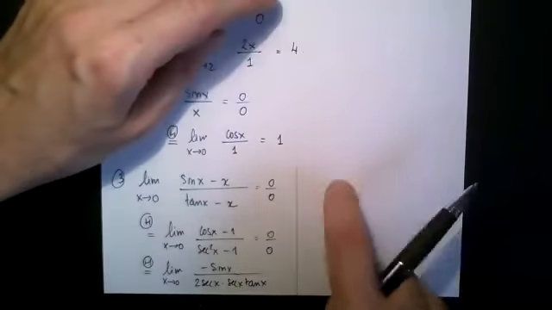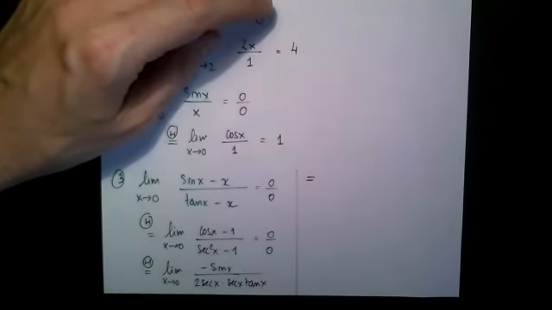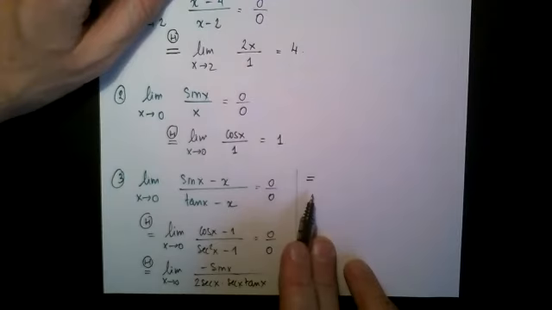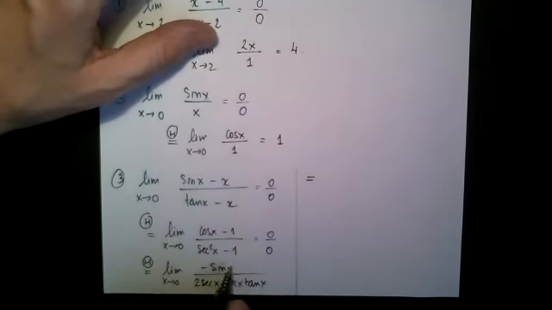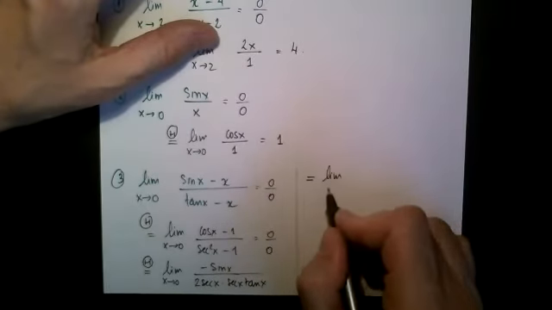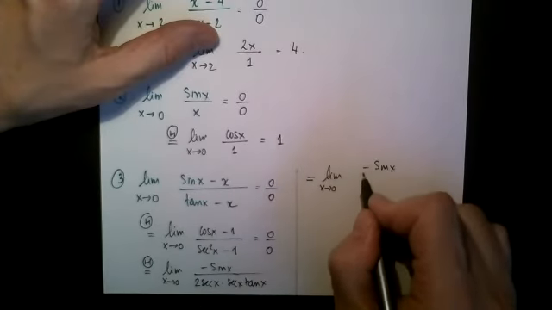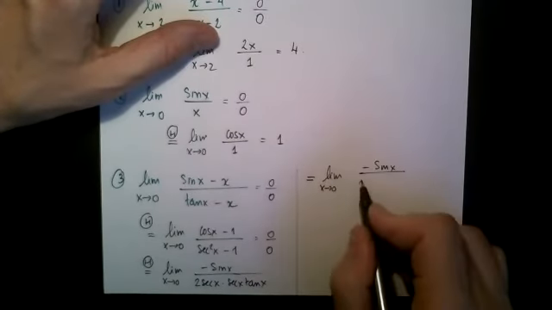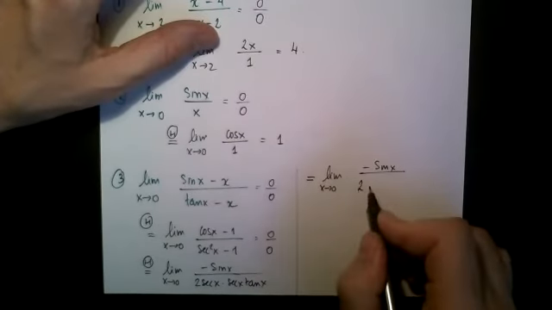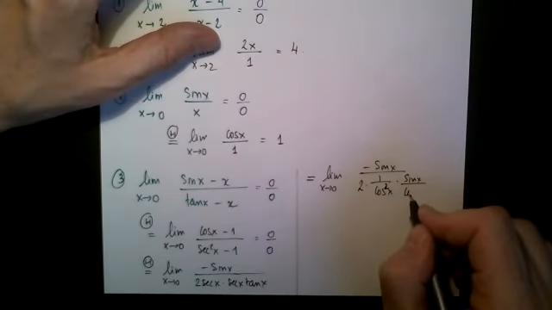I'm going to continue here. Equals. So now I'm not going to do L'Hopital's rule anymore. I'm just going to try to simplify what I can here. Limit as x approaches 0 of negative sine x over, and on the bottom I have 2 times secant squared, which is 1 over cos squared, times tangent, which is sine x over cos x.